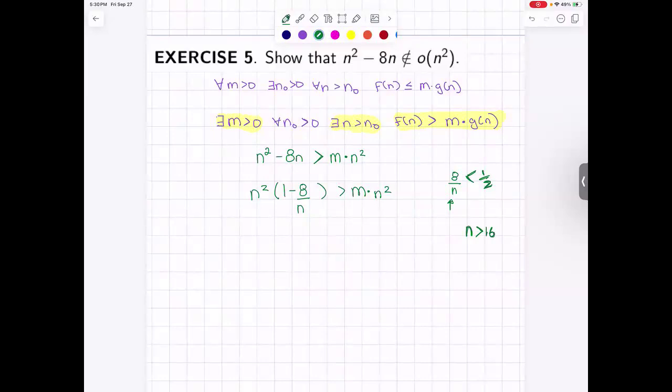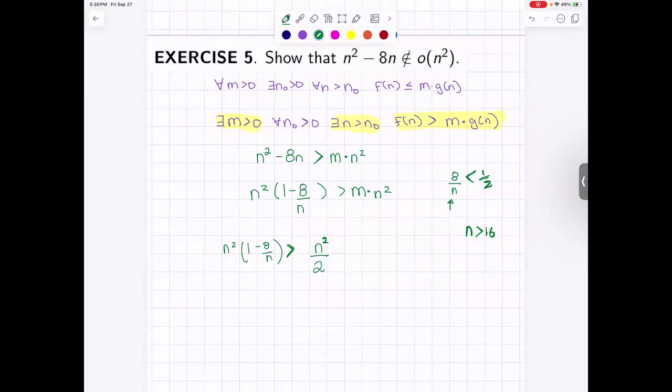So if n is greater than 16, we're going to be able to say that 8 over n is going to be less than a half. So altogether, 1 minus something less than a half is going to be greater than a half. Altogether, this is going to be less than n squared over 2.